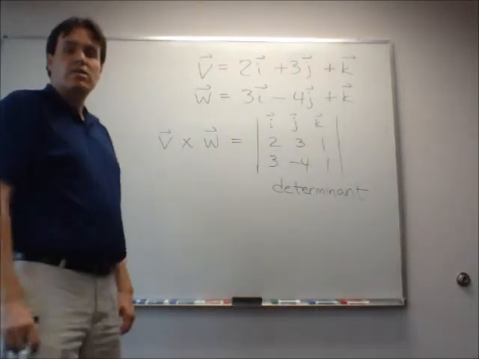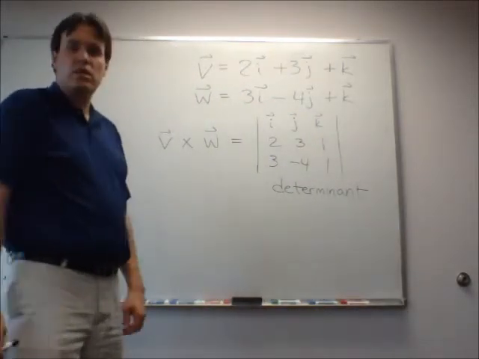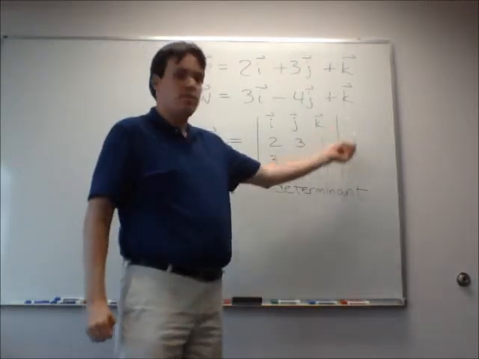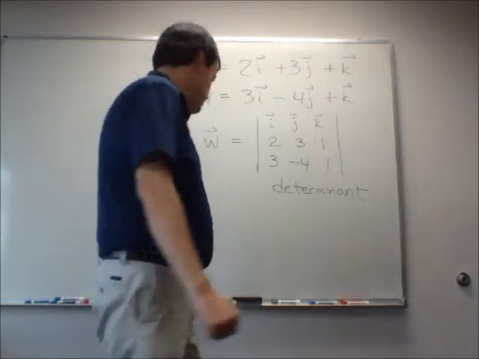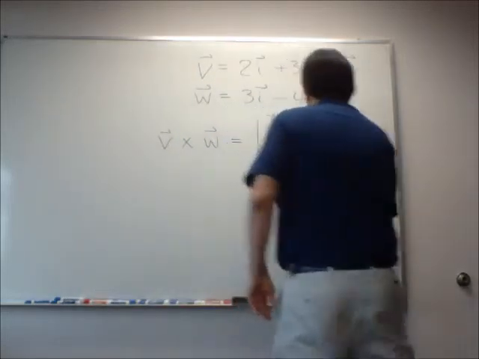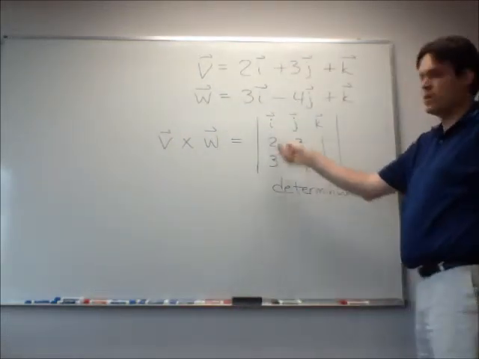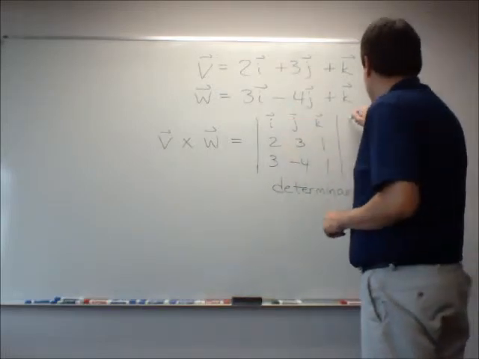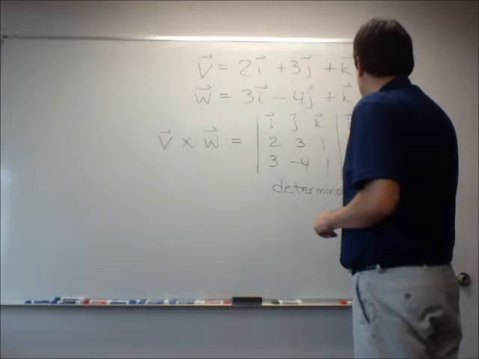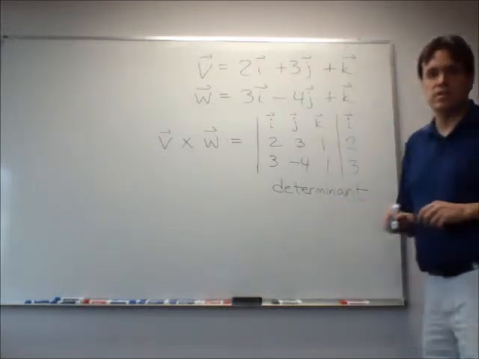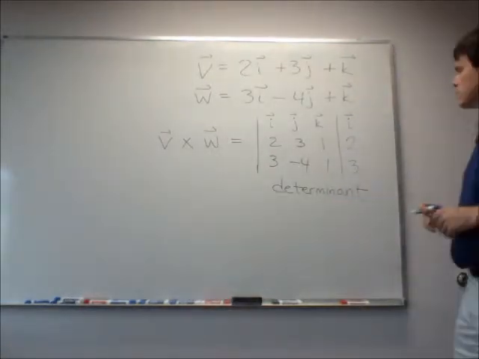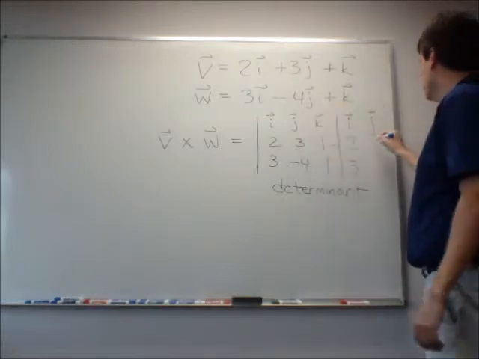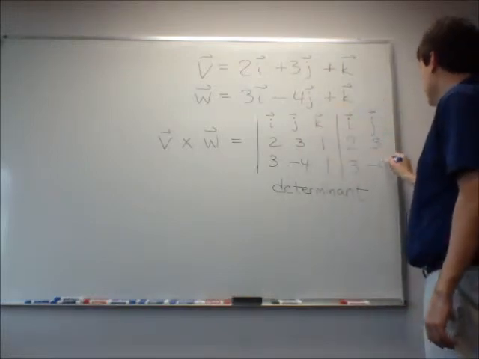In order to take the determinant of this matrix, here's what I'm going to do. I'm going to add a couple of columns to the right side of the board. The first column that I'm going to add is a copy of the first column. So here I have i, 2, 3. I'm going to put another copy of that outside. And the next thing I'm going to do is copy the second column, j, -3, -4.